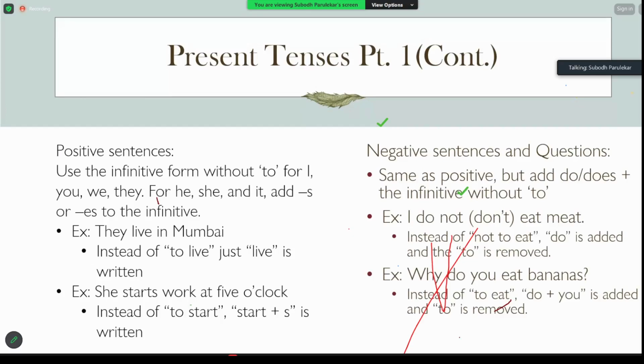So here we're doing the same thing. Instead of saying to eat, we remove the to, but in this case, we add a do. In this case, we're adding a do in front of not to eat because we're not eating meat.